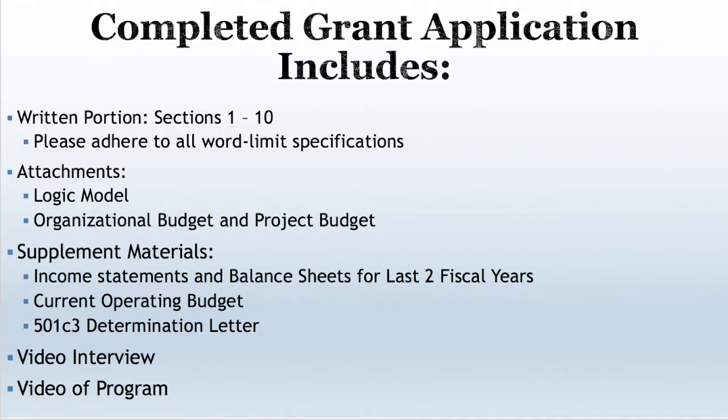Okay, as I mentioned in the intro, a completed grant application is the written portions, 2 attachments, which are a logic model and an organizational budget and project budget. We have included templates for these things, as well as your supplemental materials, which are an income statement and balance sheet for the last 2 fiscal years, a current operating budget, and a 501c3 determination letter. Additionally, we will schedule an interview with you, and we would like you to upload a video of your program, either through YouTube or email a link directly to us.